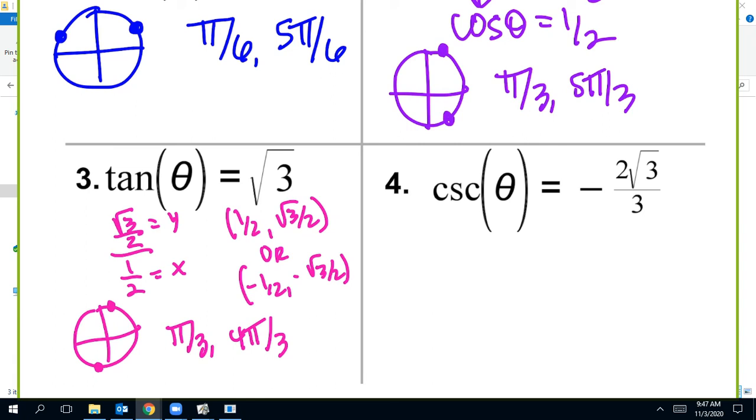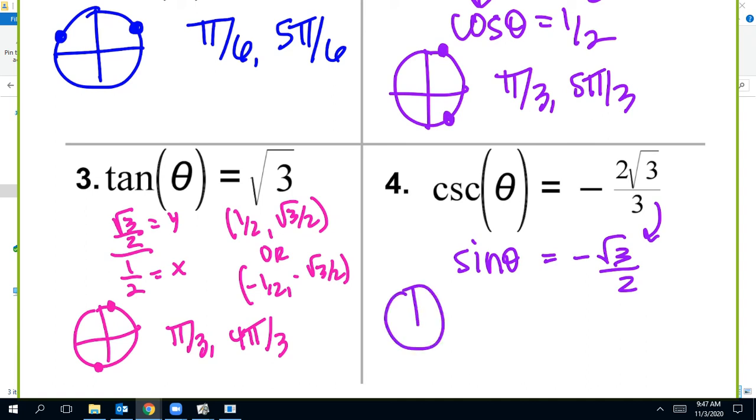Last one here, we have a rationalized thing, and so we know originally this was sine, and we know it was negative square root 3 over 2 because of the way this was rationalized. And so that means it was flipped and became that. So when sine is really large and negative, it's this one and that one, which is 4 pi over 3 and 5 pi over 3.